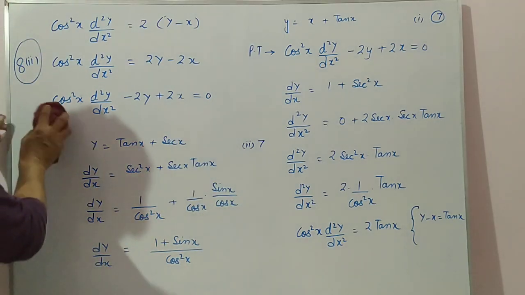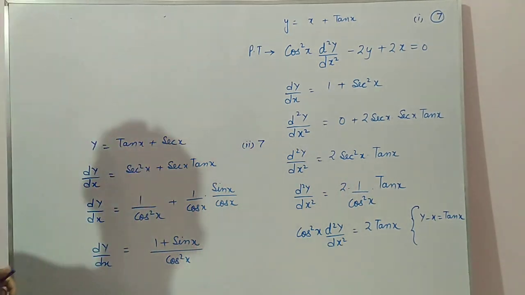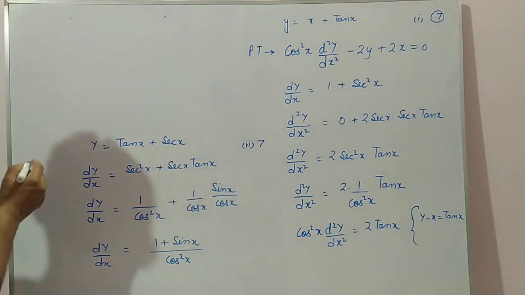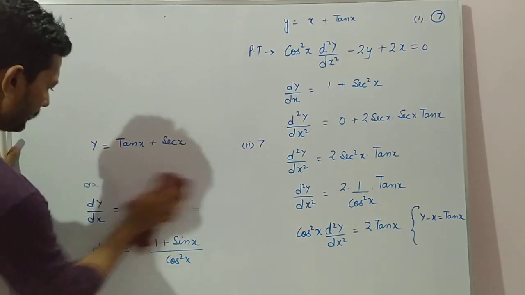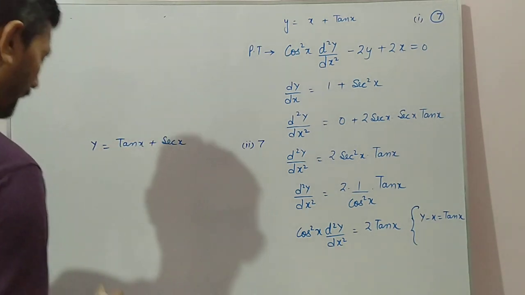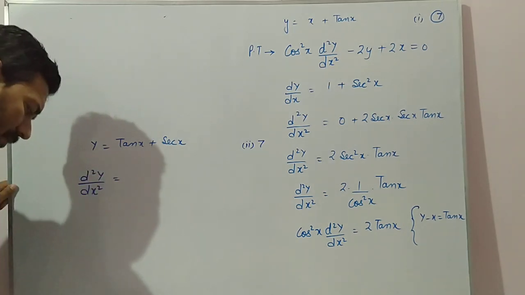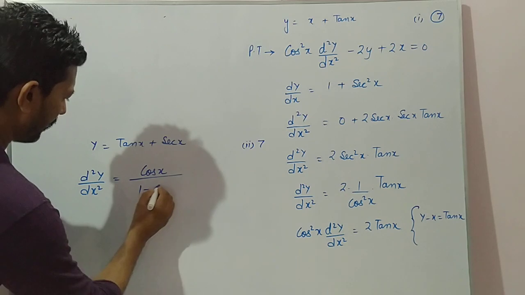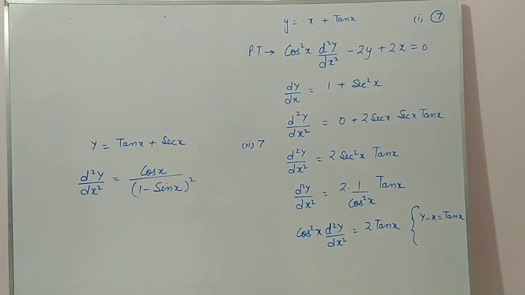Next we will come to question number 7 number 2. Okay. Now in 7 number 2, here it is given that y equal to tan x plus sec x. Here we have to prove that d2y by dx square equal to cos x by 1 minus sin x the whole square. Okay. You have to prove this one.